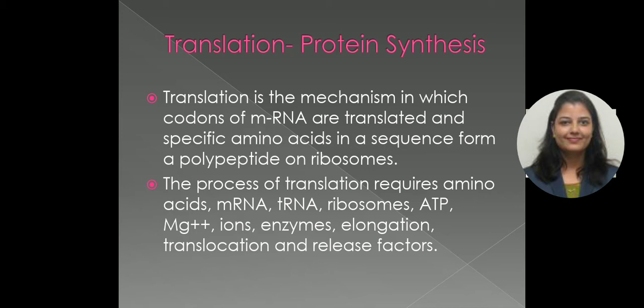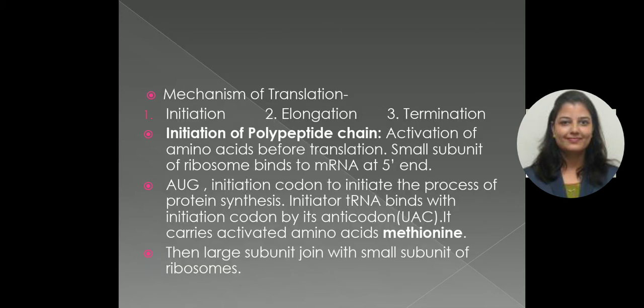polypeptide on ribosomes. The process of translation requires amino acids, mRNA, tRNA, ribosomes, ATP, Mg++ ions, enzymes, and elongation, translocation and the release factors. So those were the requirements of the process of translation.